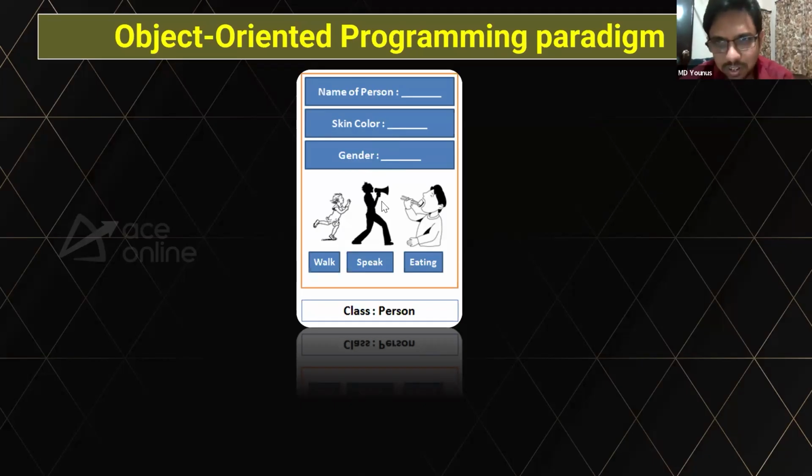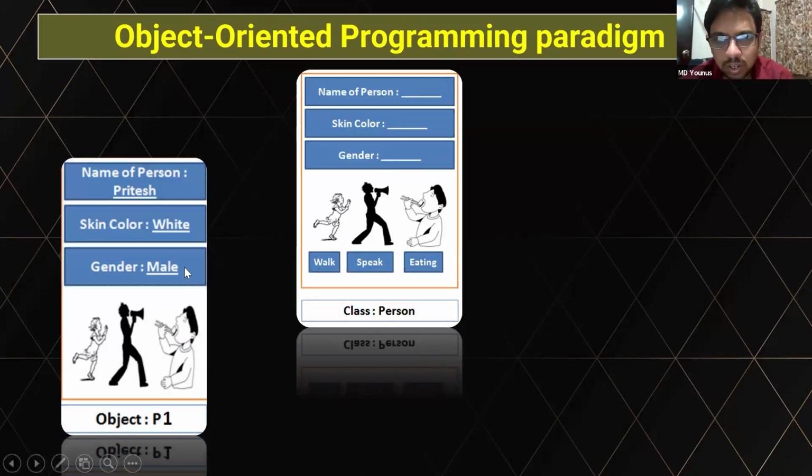Okay. There was a question similar to that, Vamshi. It has been asked in one of the companies. I'll tell you. But does it contain any information now? Does it contain information for a person, like what skin color, what gender and all? No, right? So what I will do, I will create an object. Let's say I create an object called P1. Now I fill the name of the person as Ritesh, skin color as white, gender as male. Now Ritesh can walk, can speak, can eat.